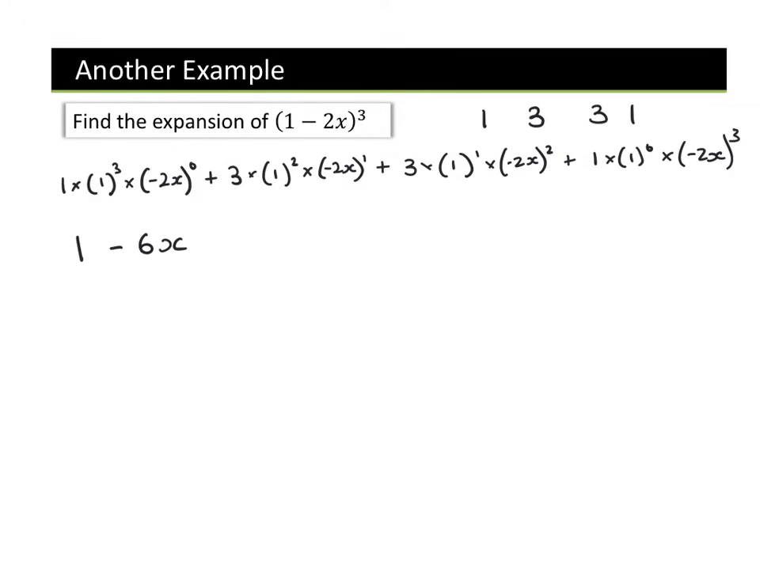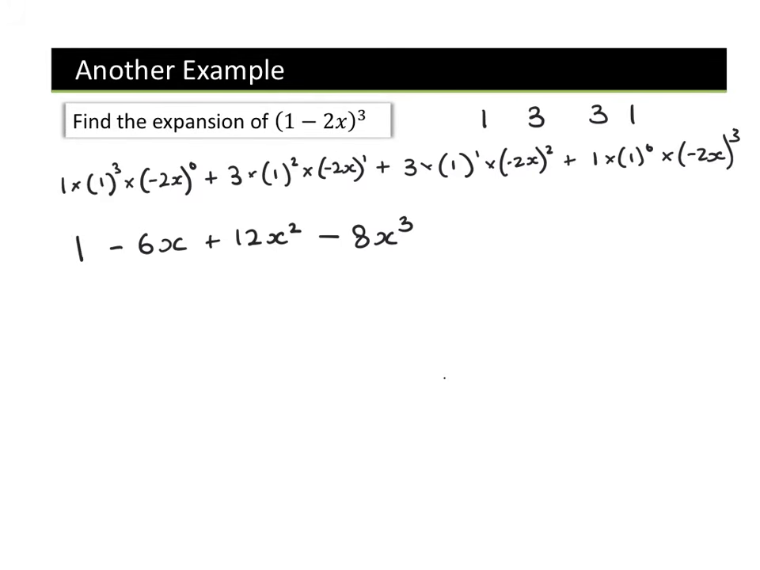Minus 6x plus 3 times 1 is 3, minus 2 squared is 4, 3 times 4 is 12, plus 12x squared. Now normally if it goes 1 minus plus, the next term is normally a negative because we're going to have a power to an odd. 1 times 1 is 1, minus 2 cubed is minus 8, so this is minus 8x cubed.